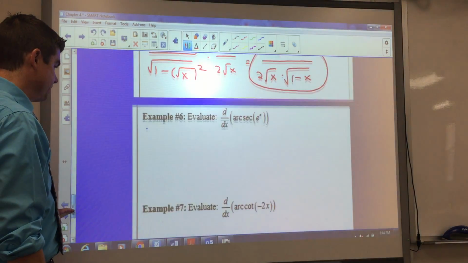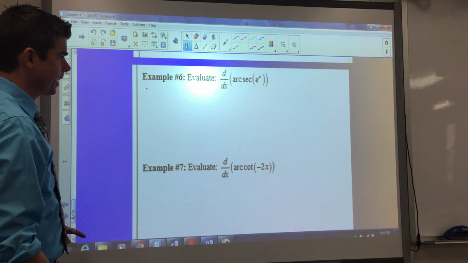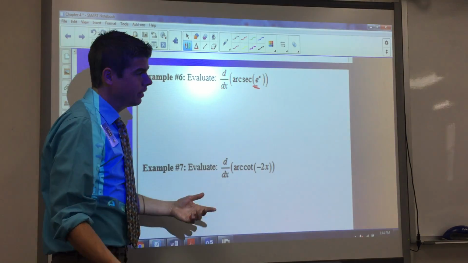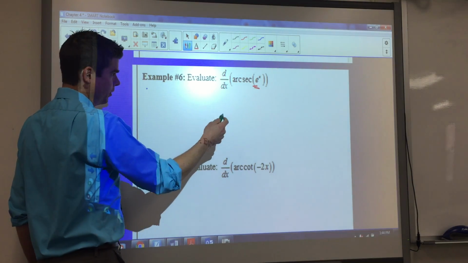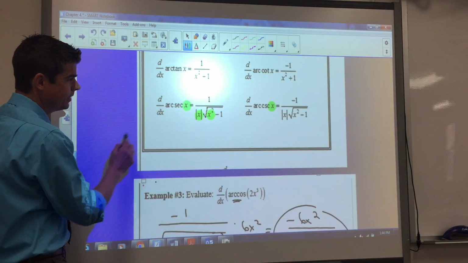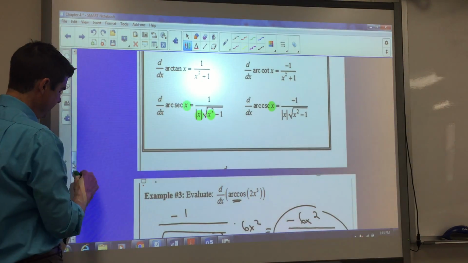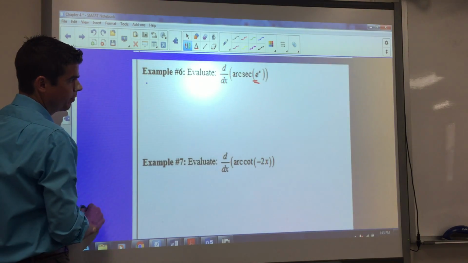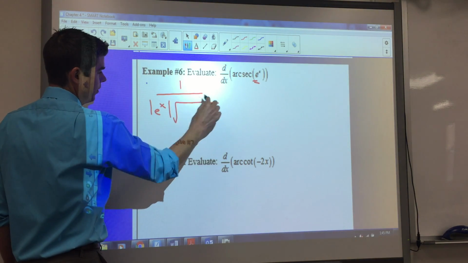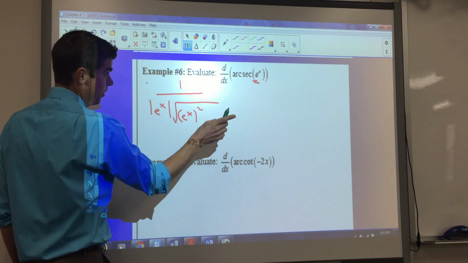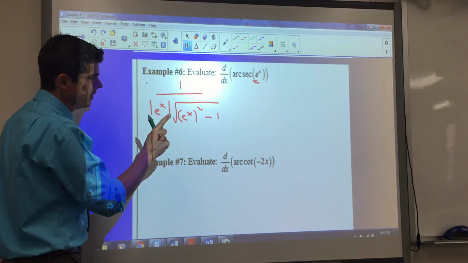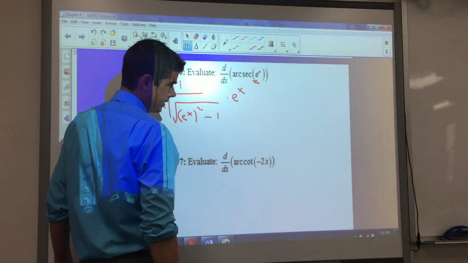Okay, so let's do example 6 here next, just to see where we're at. We've already seen arc secant, maybe a little bit apprehensive, maybe not, about the e to the x, but every place in the derivative's definition of arc secant, if there's an x here, we replace that with e to the x. So they just follow from there. 1 over absolute value of e to the x, square root of e to the x as a quantity squared minus 1. Chain rule, derivative of e to the x, which is itself e to the x.